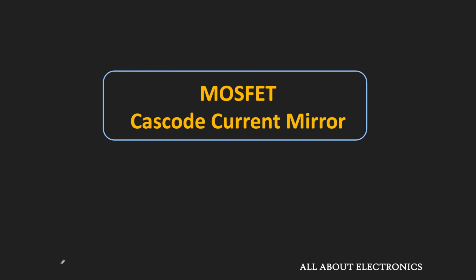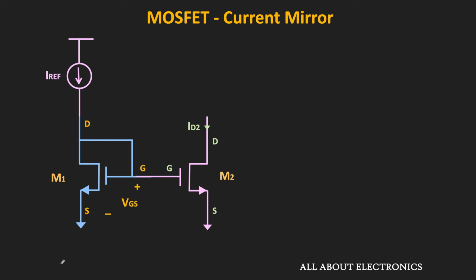So in this video, we will learn about the Cascode current mirror. Now in the earlier video of the current mirror, we have seen that there are a couple of issues with the simple current mirror. The first is the output impedance. If we see the output impedance from this end, then it is the output impedance of this MOSFET M2.